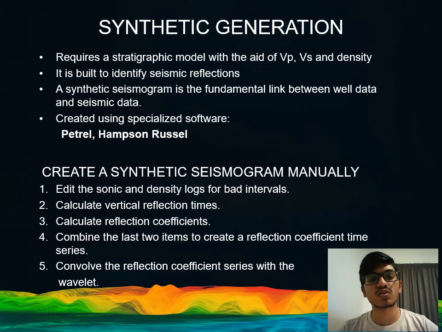For users to create a synthetic seismogram manually, these are the following steps. First is to edit the sonic and density log for bad intervals, and then calculate the vertical reflection times, followed by calculating the reflection coefficient. Fourth, combine the last two items, the vertical reflection time and reflection coefficient, to create a reflection coefficient time series. That means it's a compound of those two things. And finally, convolve the reflection coefficient series with the wavelet.